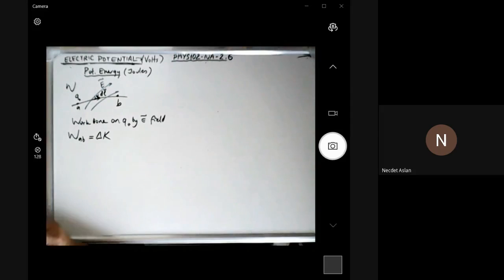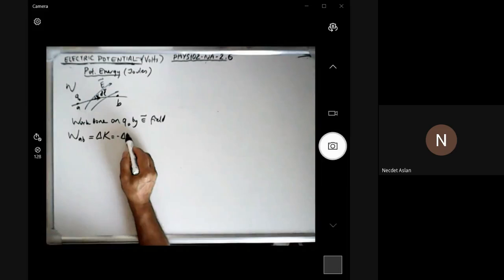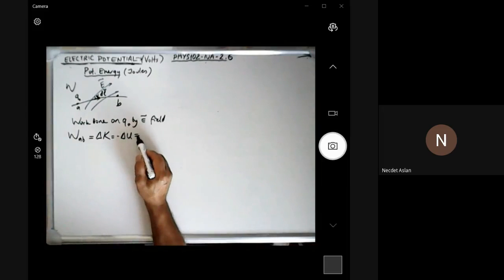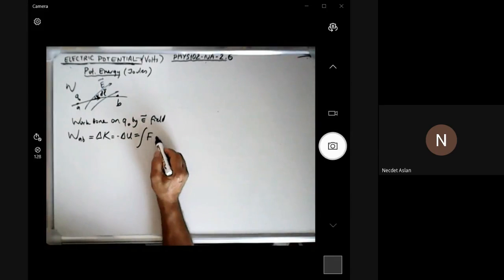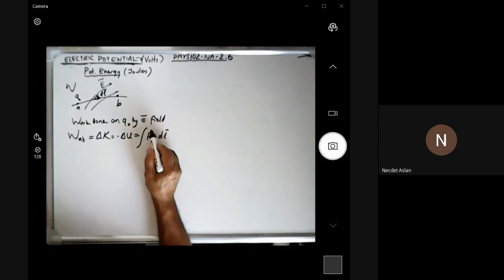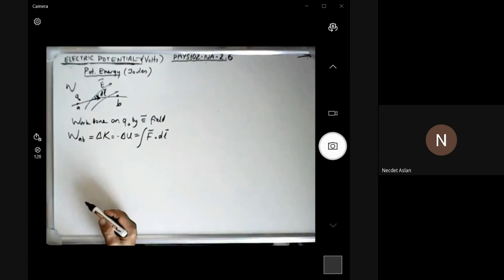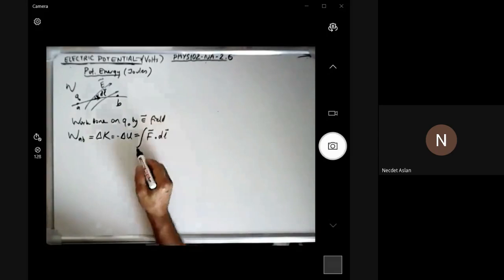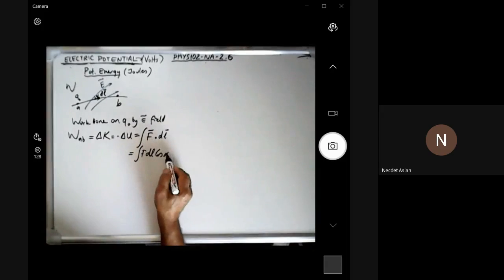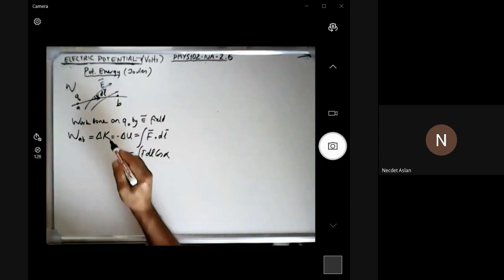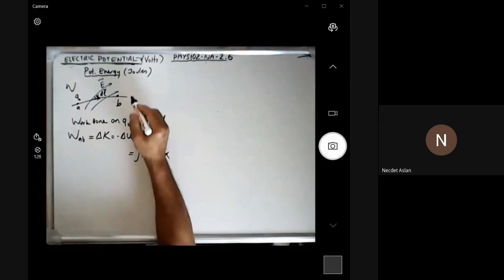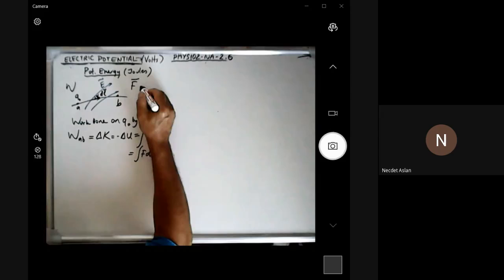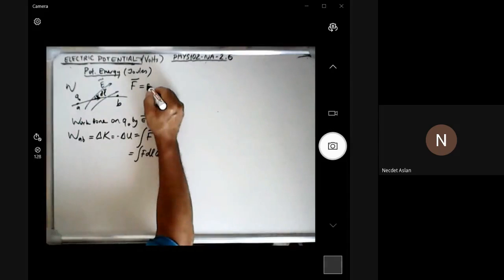which is equal to minus delta U, and it's also equal to the force times the distance. Force vector times the distance vector. So this is a dot product, and this dot product is F dl times cosine alpha. So we have to consider also the angle between the two, and we also know that the force due to the electric field is just Q0 times E.